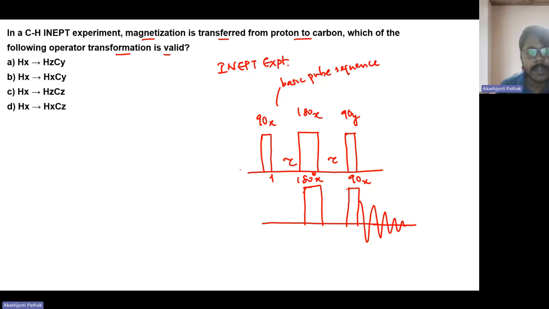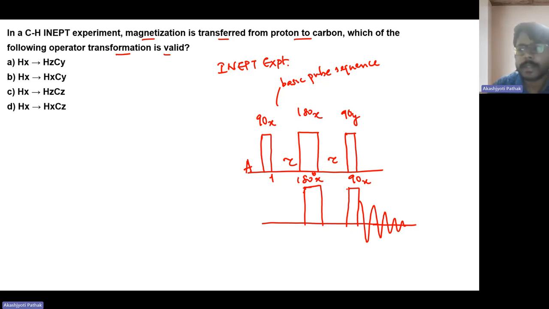Let's try to understand. So the first 90x pulse on the A spin. Say this is the nuclear spin that I'm going to call A. The first 90x pulse on the A spin rotates the Z magnetization of the A spin onto the minus Y axis.